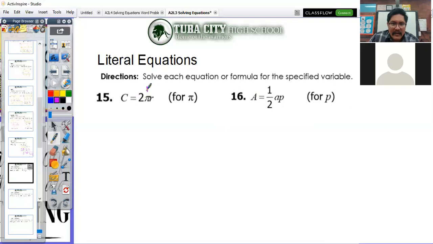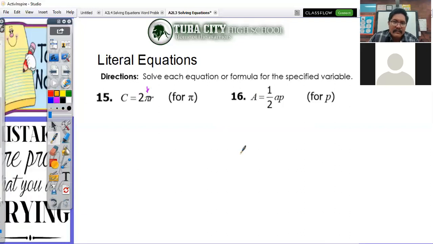So here I want this pi by itself. How do I get rid of the 2 and the r? Well, what are the 2 and the r doing? They are multiplying. Since they are multiplying, I do the opposite and divide both sides by 2r. So 2 cancels, r cancels. I am only left with pi, and I'm going to use reflexive property again and switch it, so pi is over on this side, and c over 2r. And there you go. We solved for pi.